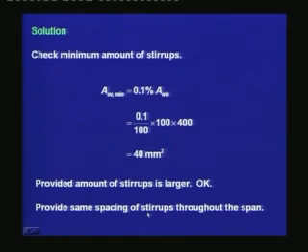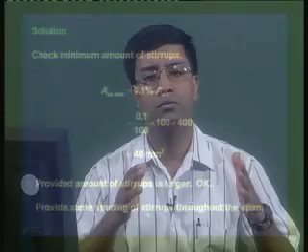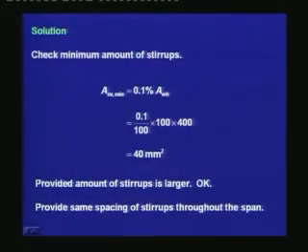Now in this case, the amount of stirrups that we are providing here at the support is itself minimum. Hence, we are not changing the spacing of the stirrups along the length of the beam. We are providing the same spacing of stirrups throughout the span.